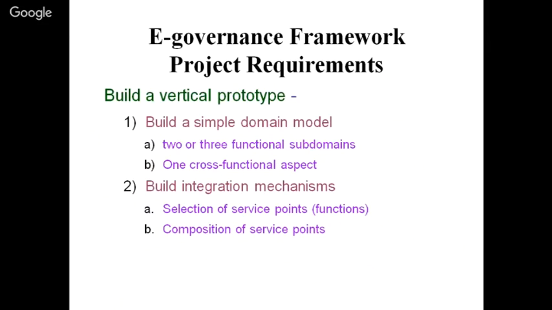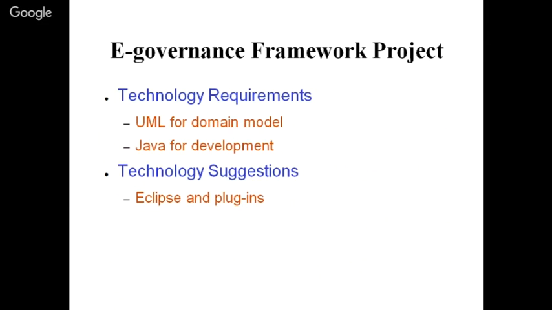Now this is from the point of view of a NIC scientist who delivered one of our sessions. I acknowledge his contribution. They see e-governance project requirements from a vertical prototype approach. You build a simple domain model, have two or three functional subdomains under it, and one or more cross-sectional aspects linking both. Then build an integration mechanism, and select service point functions and the composition of service points. We will discuss it. The technology requirements they specified are UML for the domain model and Java for development, with Eclipse or plugins if you wish to go for in-house development.